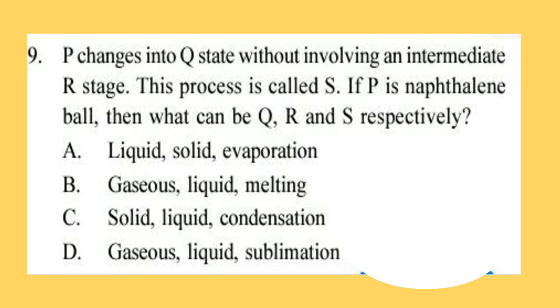Question 9. P changes into Q state without involving an immediate R stage. This process is called S. If P is naphthalene ball, then what can be Q, R and S respectively? Look at the options carefully and select your answer, and write it down on the paper. You can check them later with the answer key given at the end of the video.